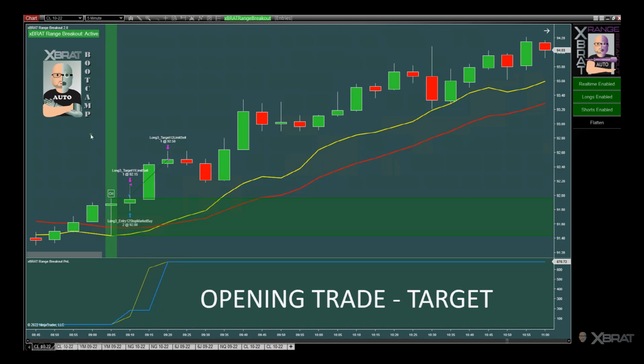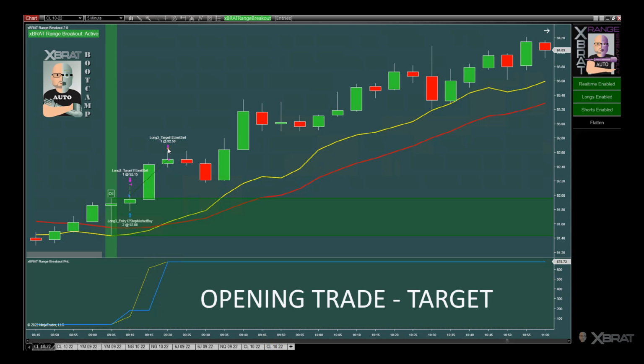We go long with a long entry here with two contracts at $92 dead. Okay, it takes it in. The first target is hit at 92.15, so that 15 tick target is hit, and that first contract is taken out and profit is taken.